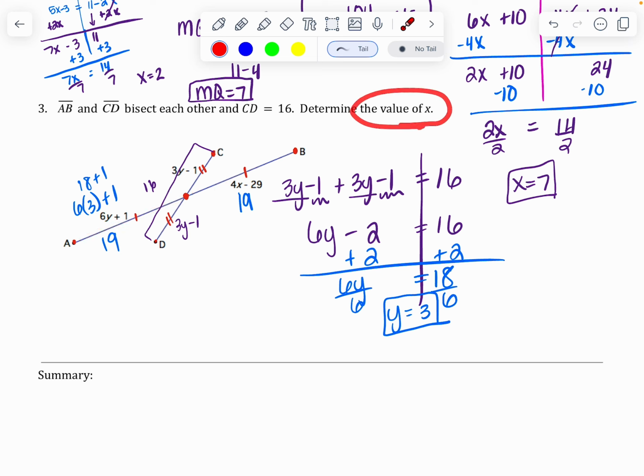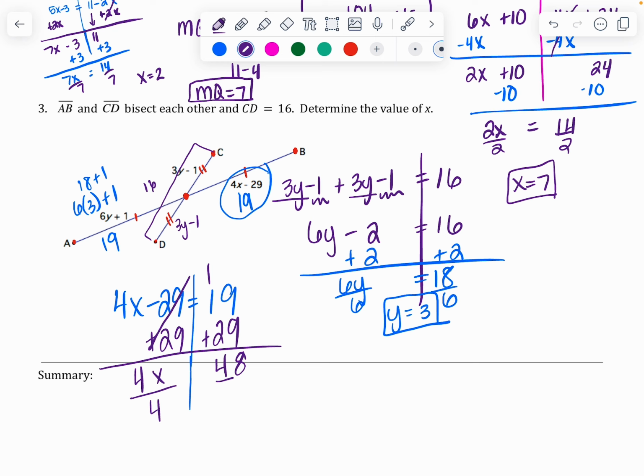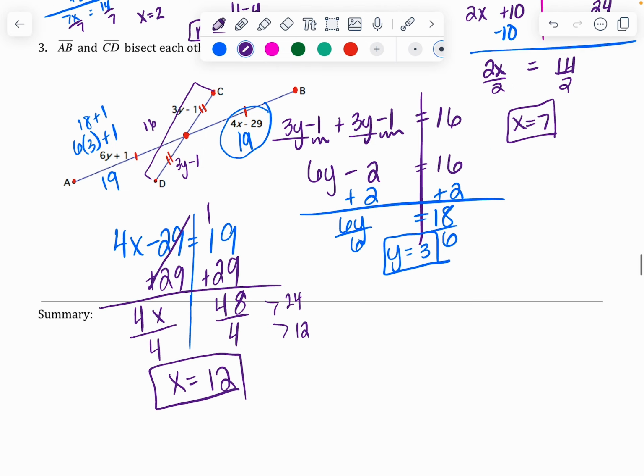And our goal was to find x. So now that we know that 4x minus 29 is equal to 19, we can solve that for x. So setting them equal, then using inverse operations. So adding 29 to both sides. 9 plus 9 is 18. Carry the 1, 2, 3, 4. And then 4x left on this side. Then divide by 4. If I'm dividing by 4, I'm going to cut this in half, which is going to be 24. And then I'm going to cut that in half again, which is going to be 12. So x is equal to 12.